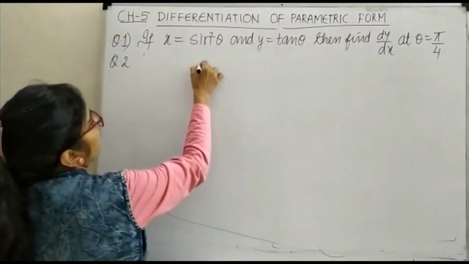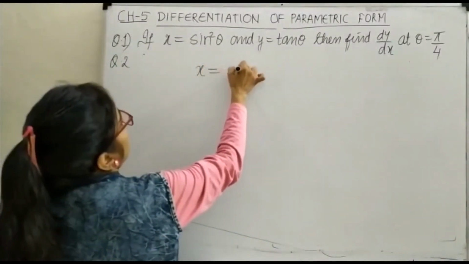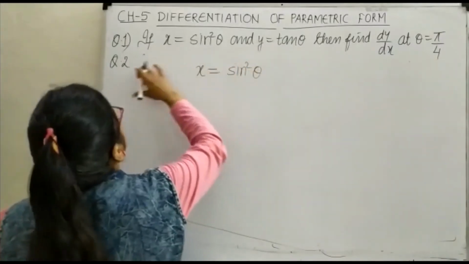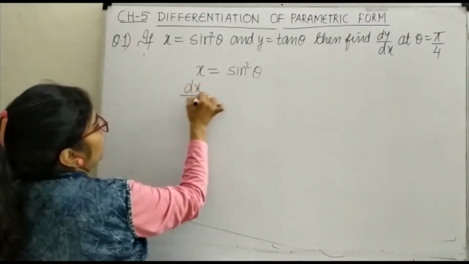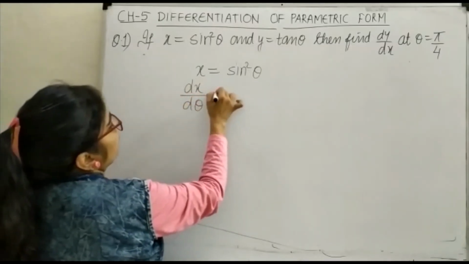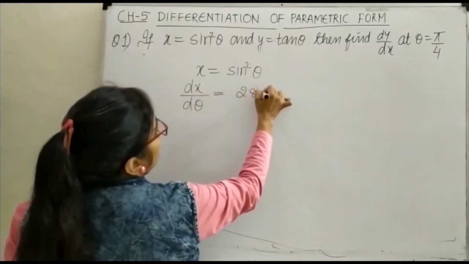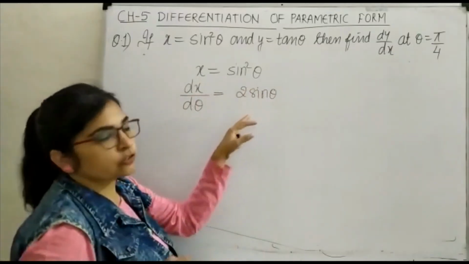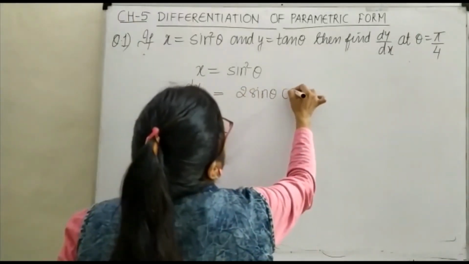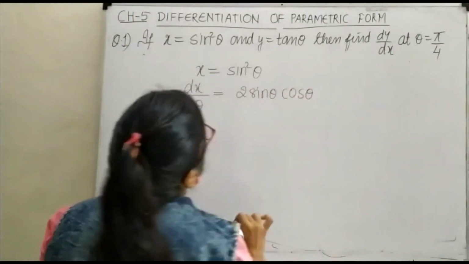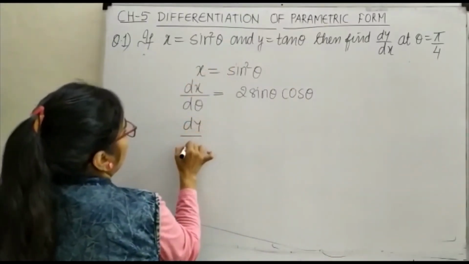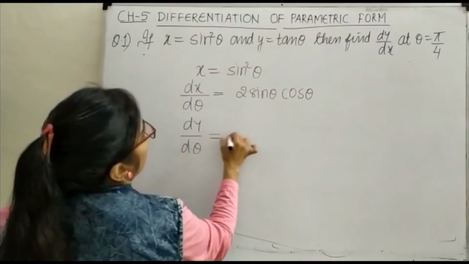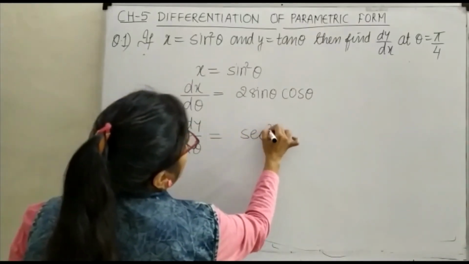It is given here x is equal to sine square theta. So your dx upon d theta will be 2 sine theta, and what is the differentiation of sine theta? That is cos theta, right? Similarly, dy upon d theta will be sec square theta.